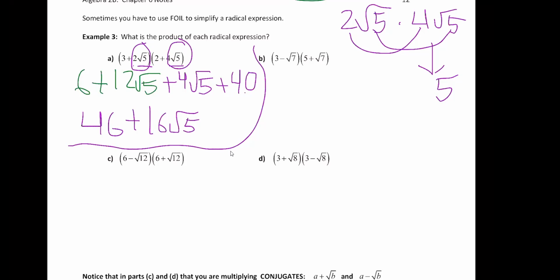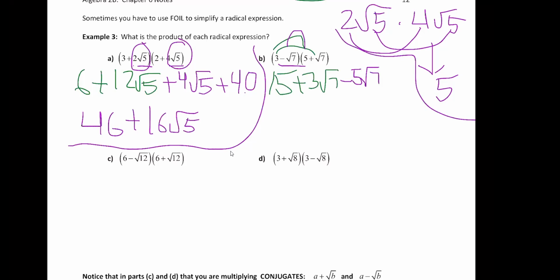So for B, if you FOIL this, 3 times 5 is 15. 3 times radical 7 would just be 3 radical 7. Negative, because that's a minus, so negative radical 7 times 5 would be minus 5 radical 7.